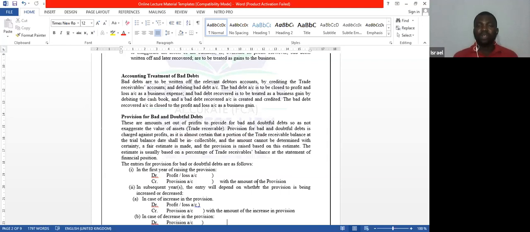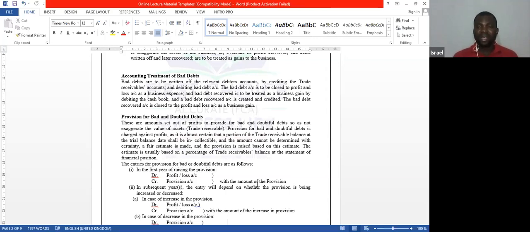Now, what you have done is that you have removed the receivables that you thought you'd be able to collect in the future period, but at the end of the year, you realize that due to the economy or some reasons, that amount of money cannot be collected again. So you have reduced your trade receivables account.